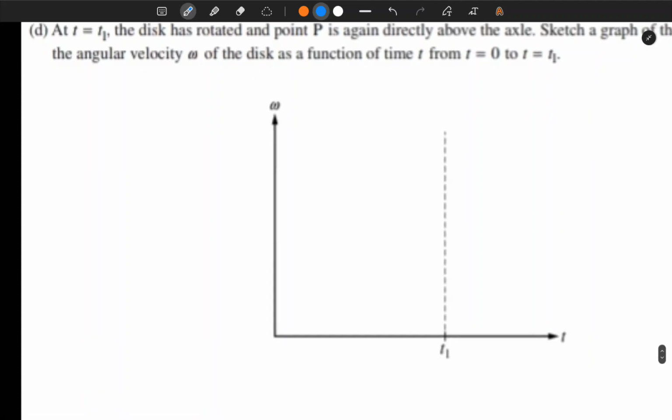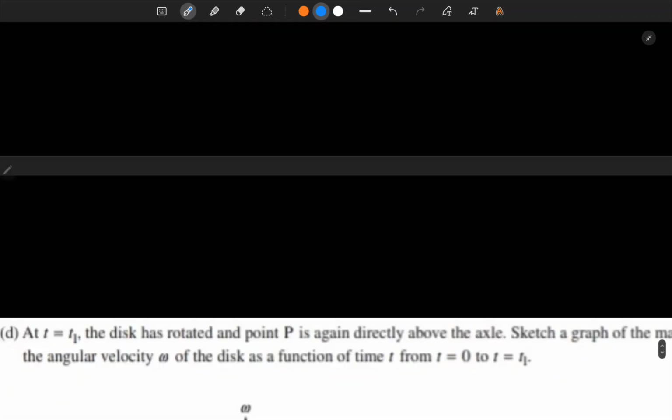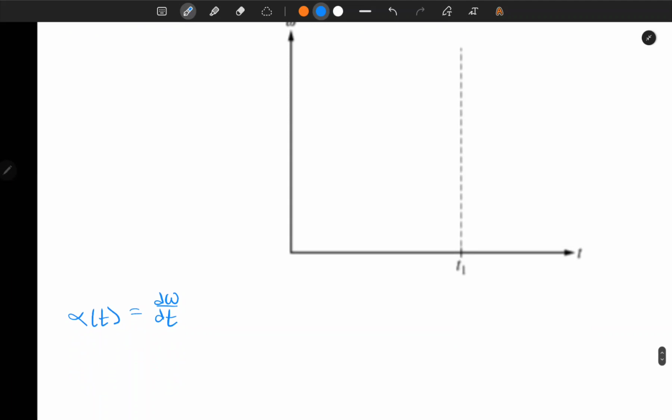Well, to start, what we found directly above is that alpha of t is equal to the time derivative of omega. Omega is what we want to find as a function of time. But further, alpha of t is equal to the second time derivative of theta with respect to time. We also know that alpha is equal to negative 2k theta divided by md.